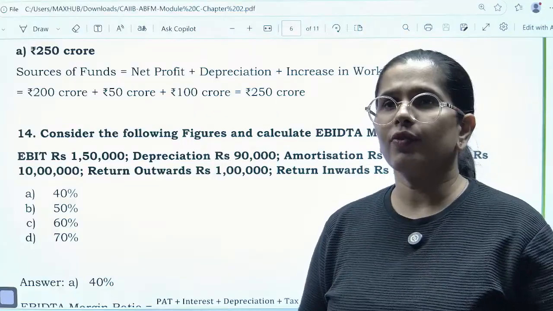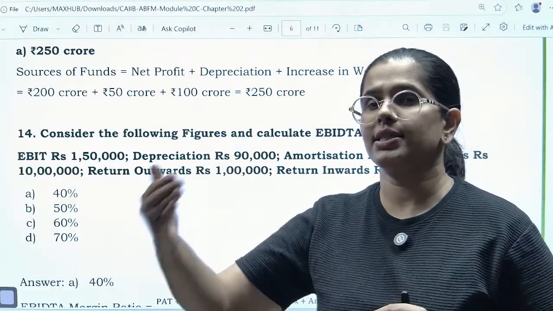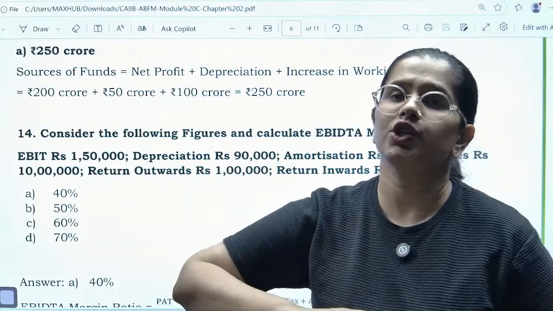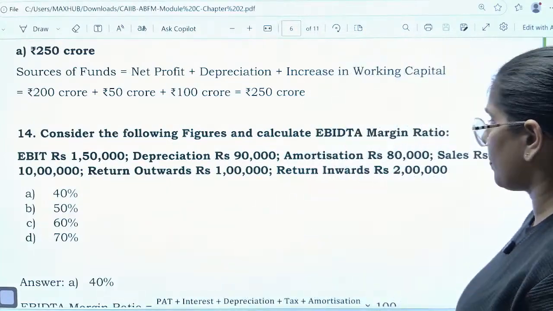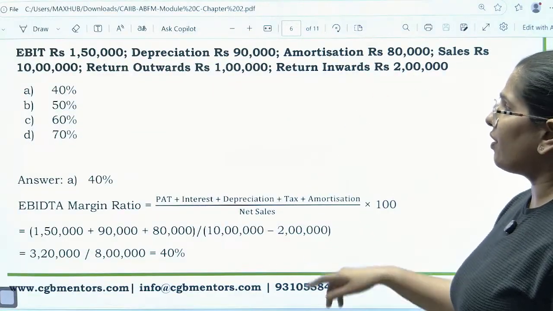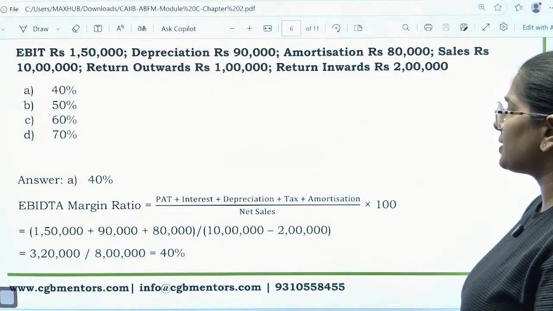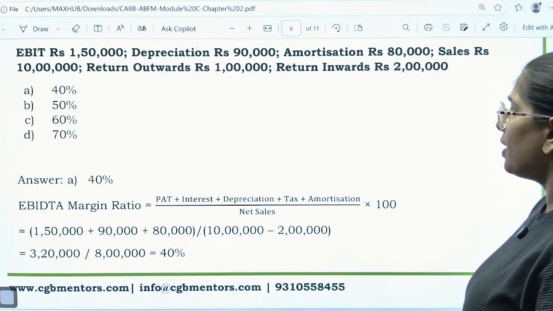But when they have provided you return outwards also and return inwards also, outward means you are sending, inwards means the return is coming to you. So return inwards is something which is your sales return. जो आपकी क्या होगी? Sales return होगी. So EBITDA margin, profit after tax, if that is given to you, plus interest, plus depreciation, plus tax, plus amortization, right?